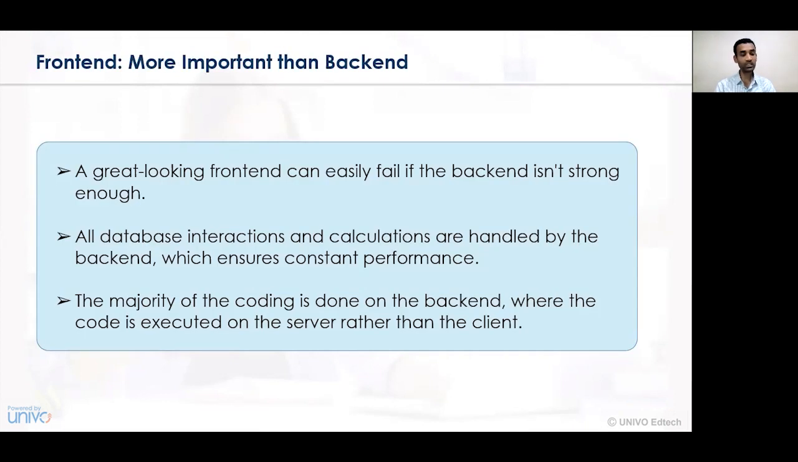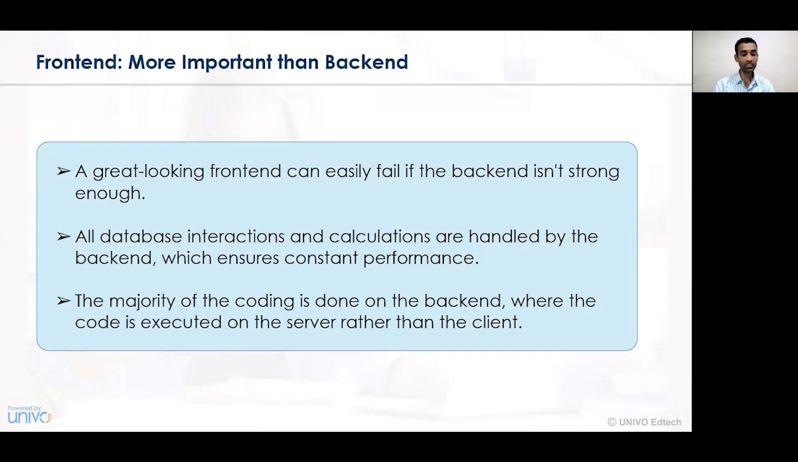Now let's understand the importance of the front end along with the backend activity. A great looking front end can easily fail if the backend isn't strong enough. So in this case, one has to understand that in order to see that the front end activity is being conducted very effectively, one has to always make sure and be very careful about what is happening at the backend. And hence, unless the backend activity is strong enough, the front-end activity cannot complete in a better way.